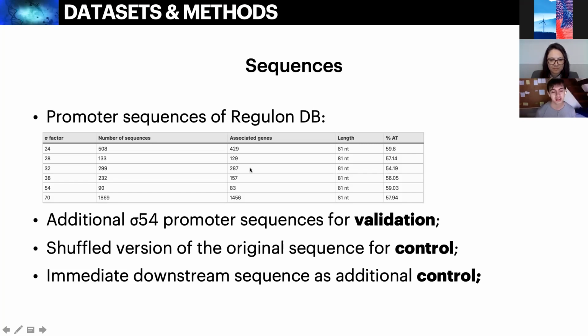And we have also delivered a 2-level form of control sequence for us to compare the real ones versus the controls. These control sequences encompass a shuffled version of the original sequence, and we have also selected the immediate downstream sequence, which is going to be transcribed into an mRNA molecule and finally into a functional protein. The promoter is different from the coding region.